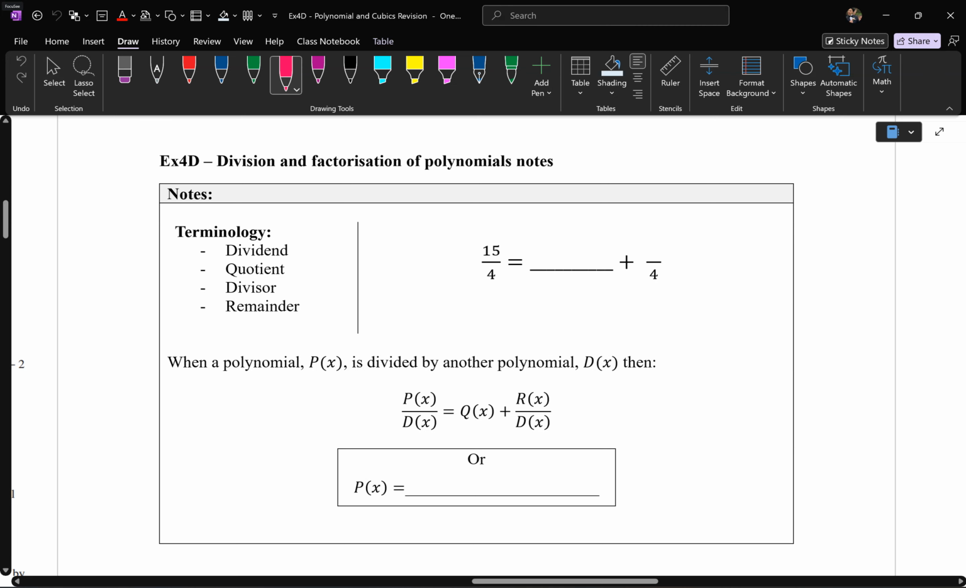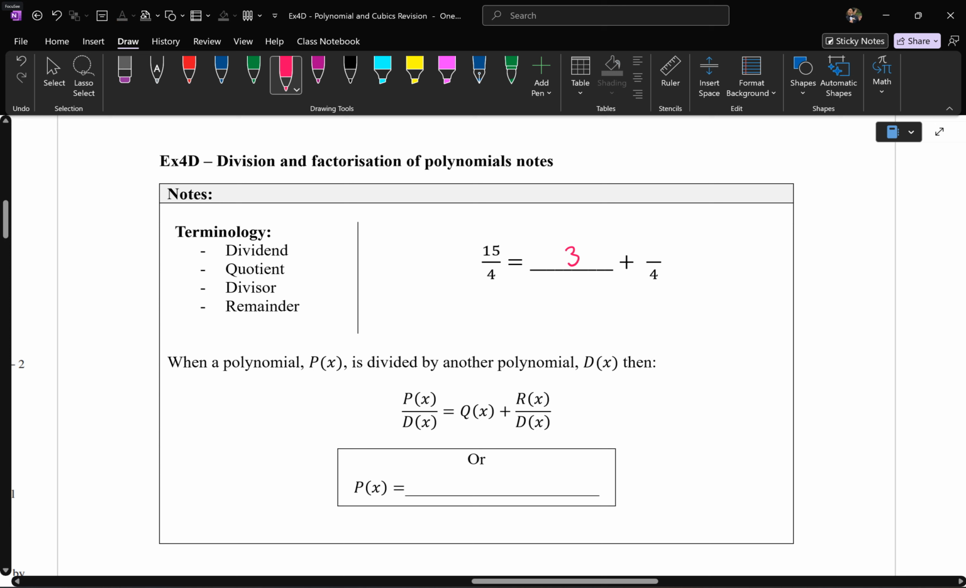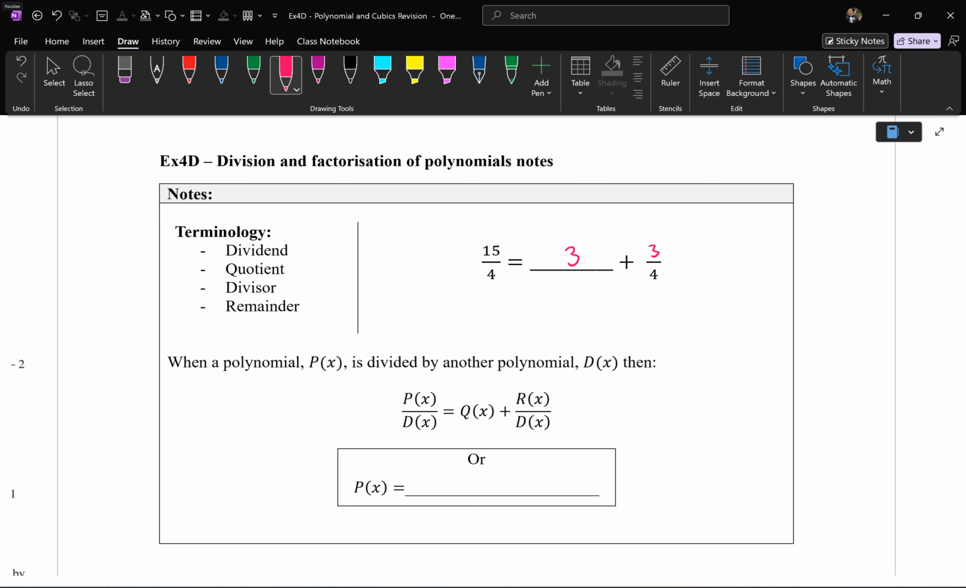Let's see. Some terminologies: dividend, quotient, divisor, and remainder. Which one of these, when you do 15 divided by 4, how many 4s in 15? 3 wholes. And then you've got a remainder of 3 out of 4, right? I just gave you one of the words just now. So remainder. So that's one less to worry about.